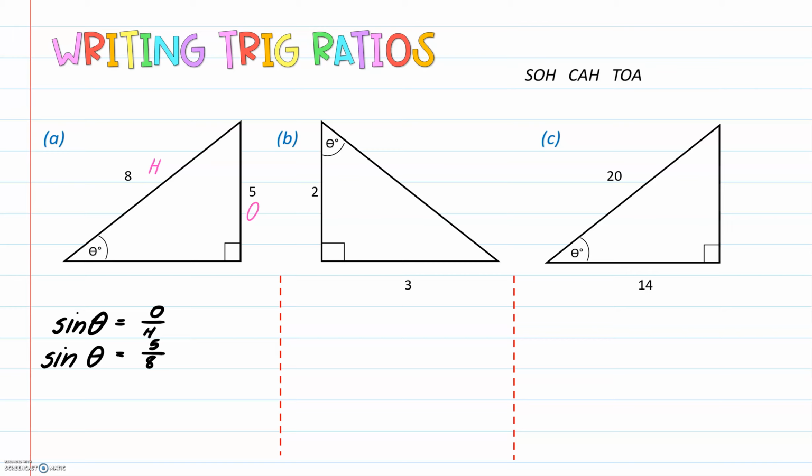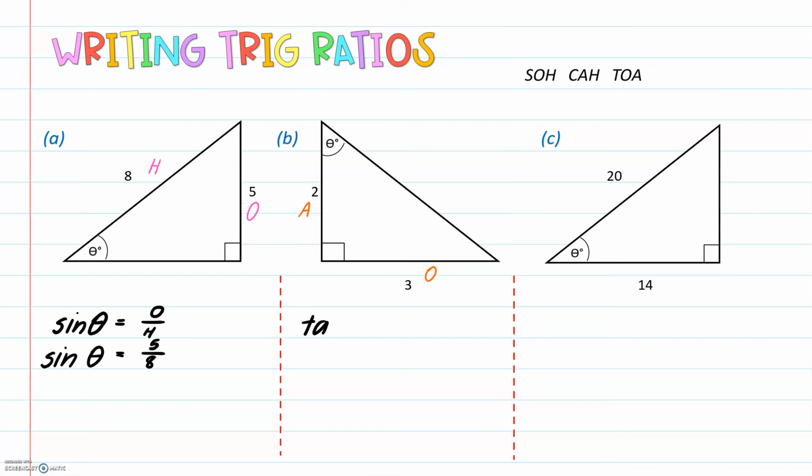All right, let's do that for our second triangle. I know that 3 is directly opposite theta, so that is the opposite side, and 2 is directly next to or adjacent to theta, which means that it is the adjacent side. That's step 1 done. Step 2, let's figure out which ratio it is and write that down. I have the opposite and adjacent side, so I'm going to use tan.